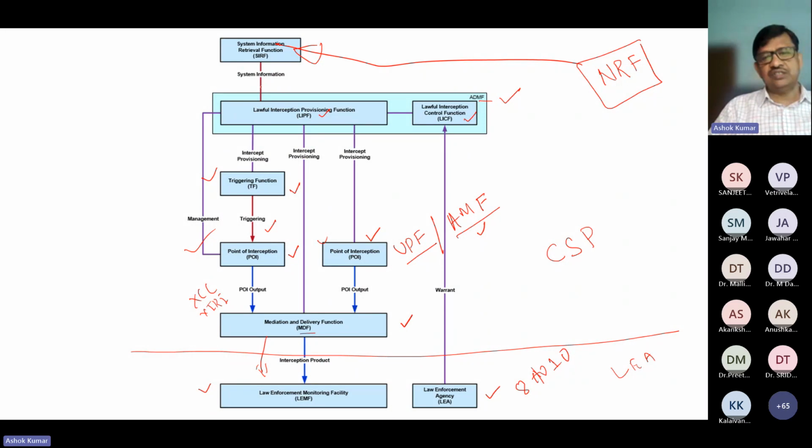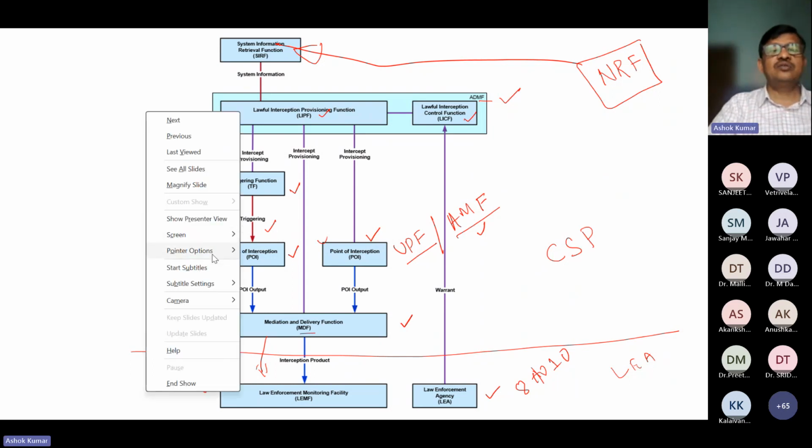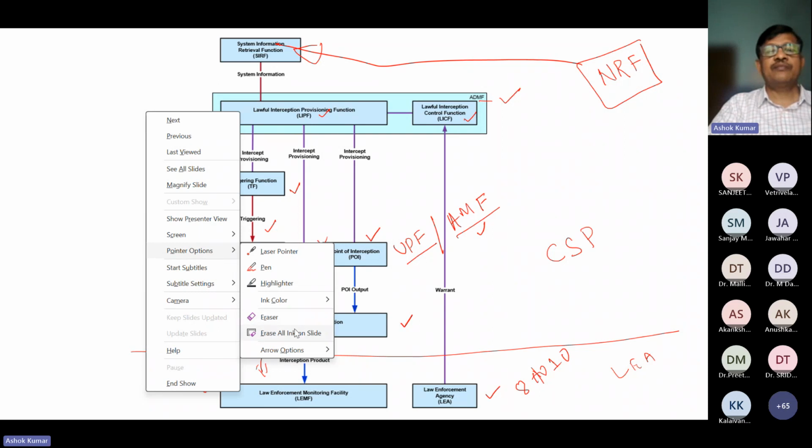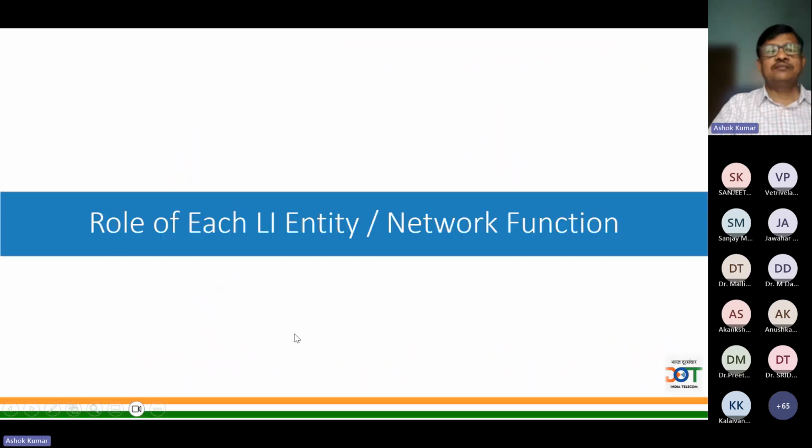So any question in this architecture or shall I proceed? You can say yes or no or proceed. Proceed, sir. Yes, sir. Okay.